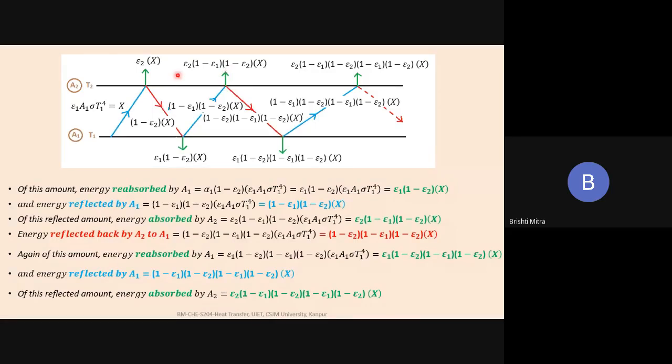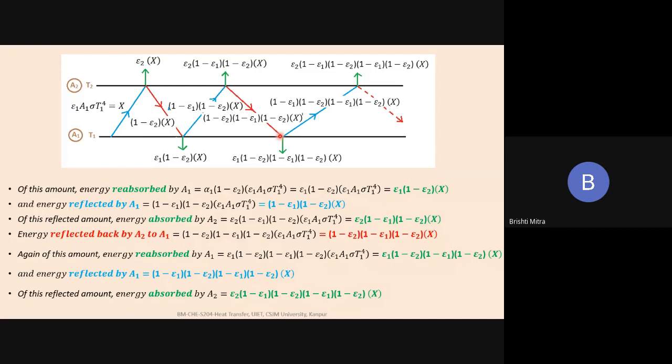Again, part of it will be absorbed, part of it will be reflected. Whatever is falling, epsilon 2 part is going to be absorbed. Actually, essentially, it is an alpha 2 part which is absorbed, but alpha 2 becomes equal to epsilon 2, so epsilon 2 part is absorbed, and 1 minus epsilon 2 part is reflected back. So the part which is absorbed is epsilon 2 into 1 minus epsilon 1 into 1 minus epsilon 2 into x. That means this amount into epsilon 2. And the part that is reflected back from plate 2 to plate 1 again is 1 minus epsilon 2 into 1 minus epsilon 1 into 1 minus epsilon 2 into x.